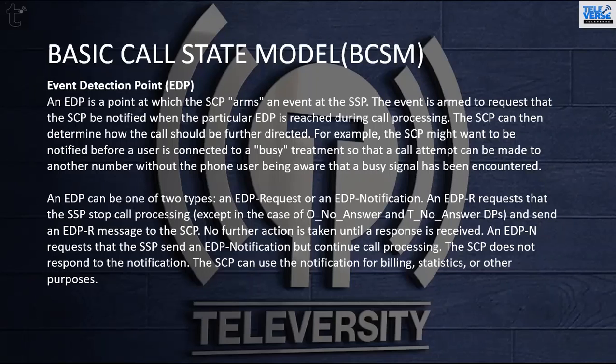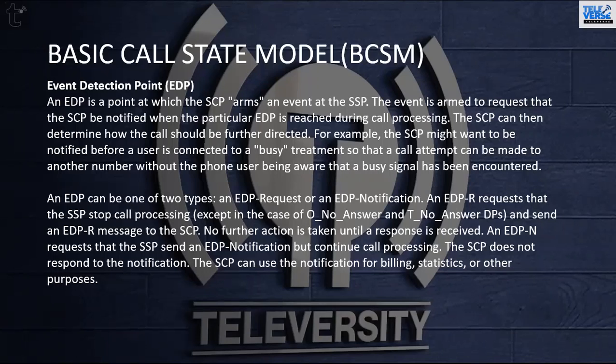So under the event detection EDP, we have two types. We have event detection request and event detection notification. The request is the one that is sent to the MSC or the SSP, and the notification is the one that comes back. An EDPR is a request that the SSP stop call processing, except in the case of no answer and no answer DPs, and send an event DPR message to the SCP. We'll break it down as we move along with clear examples.